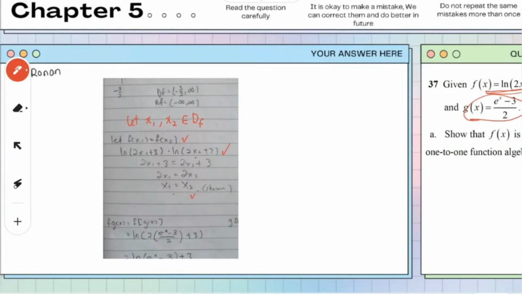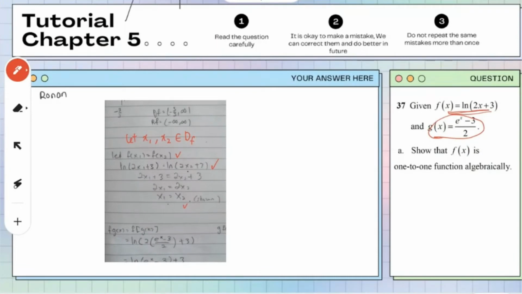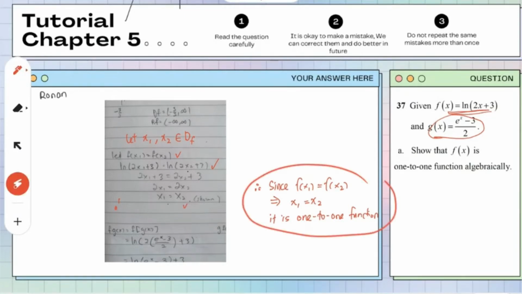So, and hence kena state lah. So therefore, tak ada pula. Mana dia? So therefore, apa ya? Saya tulis kat sini. Since fx1 equals fx2 implies x1 equals x2, it is one-to-one function. Biasanya statement ini akan ada satu markah lah. So that's why this statement kena sentiasa tulis. Okay, this one is for 37A.